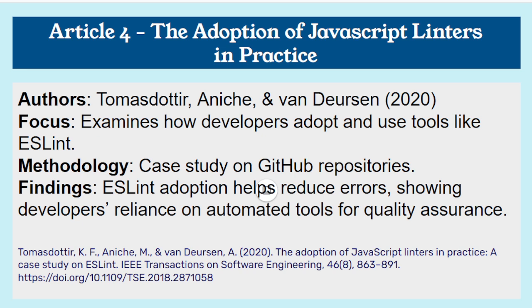My fourth article was titled The Adoption of JavaScript Linters in Practice. The main focus of this was examining how developers adopt and use tools like ESLint. I explained that earlier, and that is very important because I feel like you need to identify your issues, because if you don't, then your code's not going to work. And the main findings about this, it's just adoption helps reduce errors, showing developers' reliance on automated tools for quality assurance. And this was what I wanted to say for last, there was a case study on GitHub repositories.